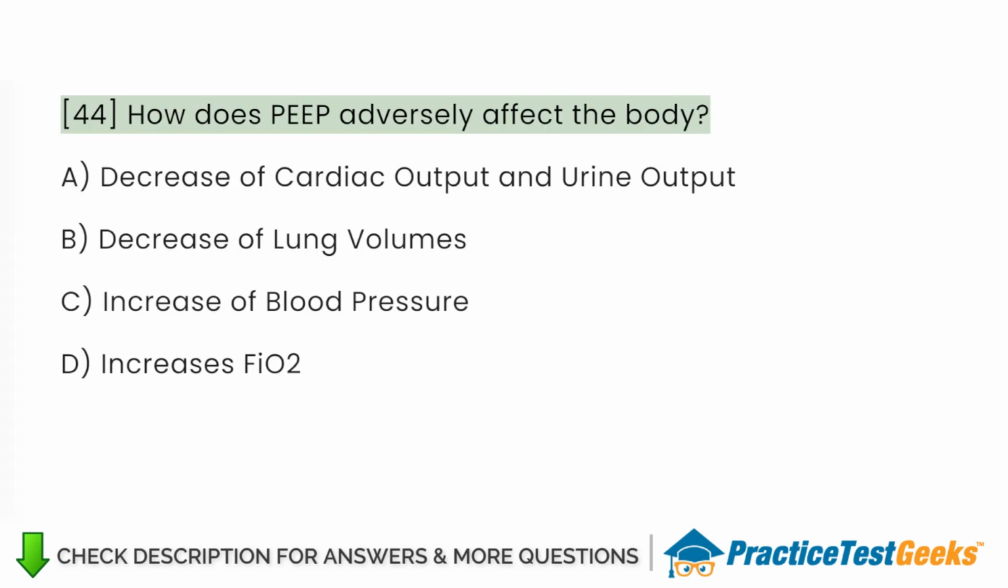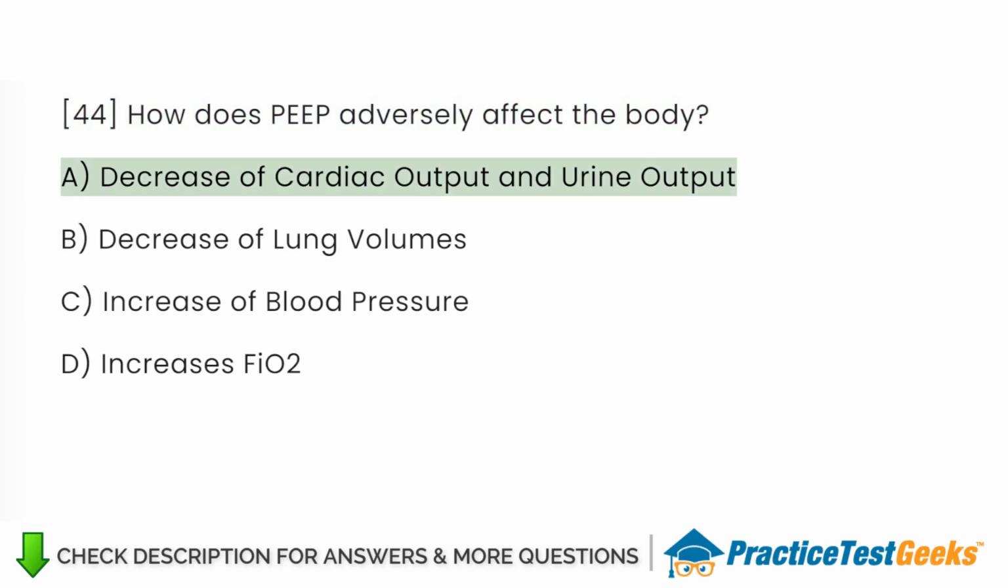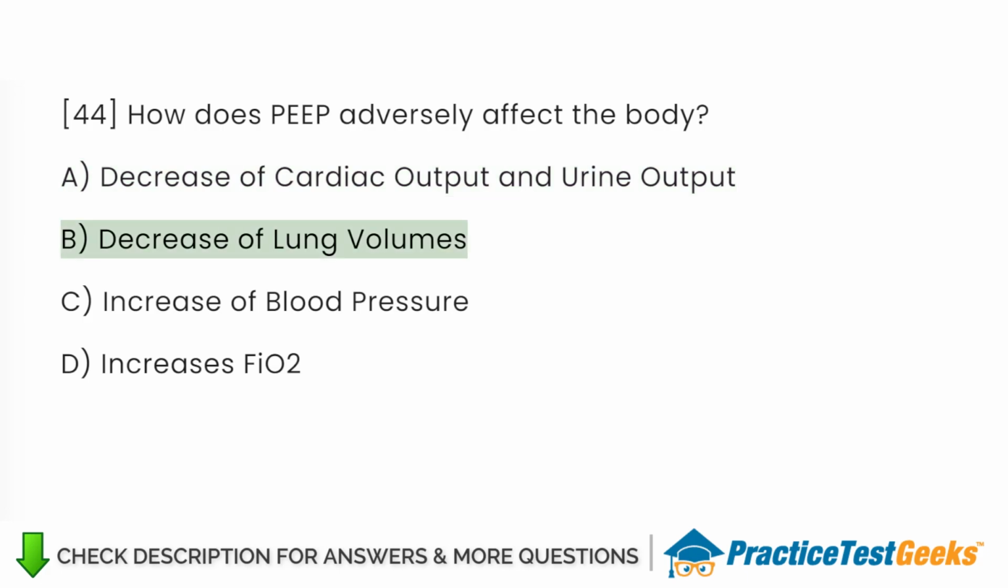How does PEEP adversely affect the body? A. Decrease of cardiac output and urine output. B. Decrease of lung volumes. C. Increase of blood pressure. D. Increases FiO2.